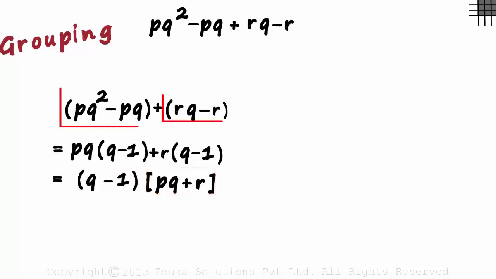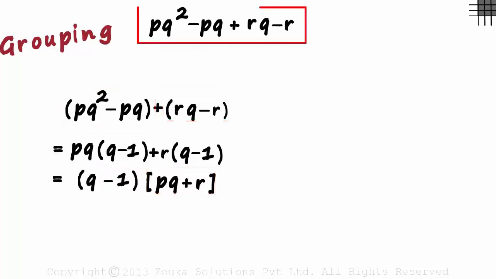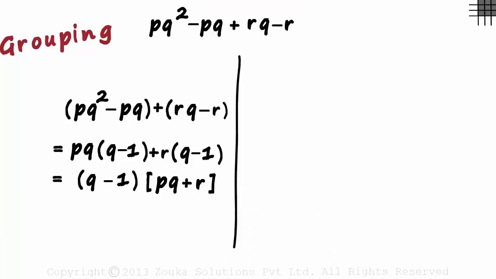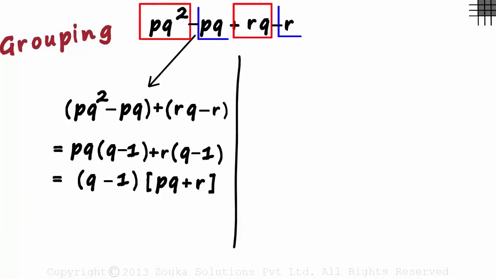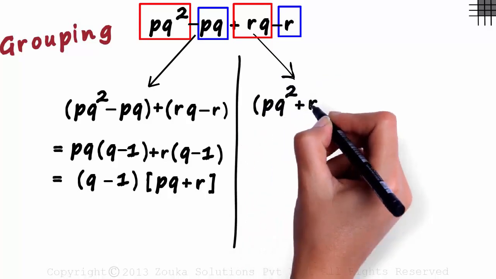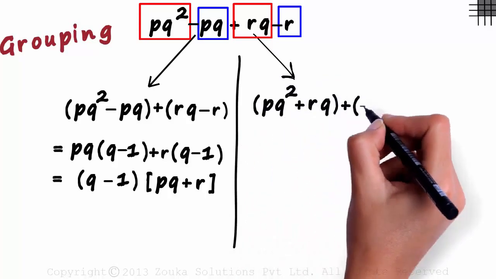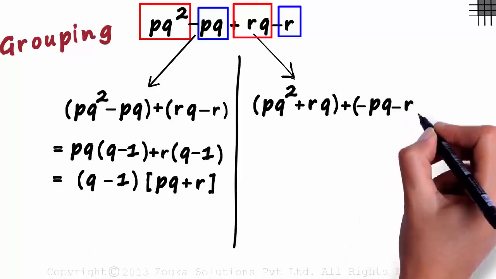Why did we form groups in such a manner? Is this the only way to form groups in this polynomial? The answer is no. It can be done in different ways. Say we group these 2 terms and these 2 terms. We write it as pq squared plus rq plus minus pq minus r.